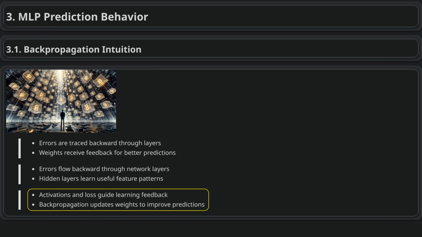In supervised learning, backpropagation is the feedback process that turns prediction errors into weight updates. Activation functions help the model learn nonlinear patterns, while the loss function measures how wrong its predictions are. Using this feedback, the optimizer gradually adjusts the model so it can make more accurate predictions, such as identifying patient risk levels or estimating housing prices.